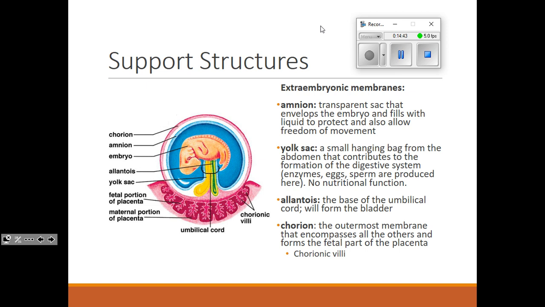Now, does anyone want to ask anything about any of these structures? It is super probable that you would have to identify them on a diagram. Chorion on the outside, amnion right around the fetus, then allantois and yolk sac forming the umbilical cord.